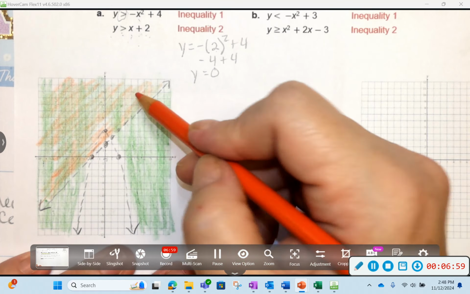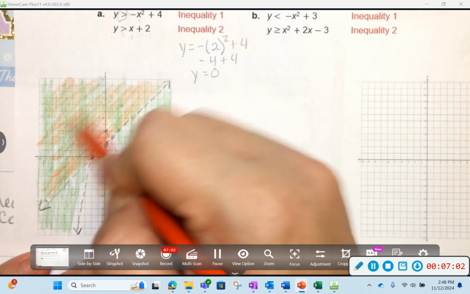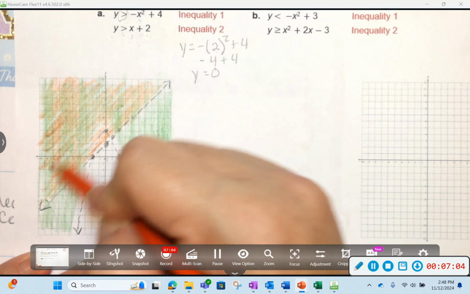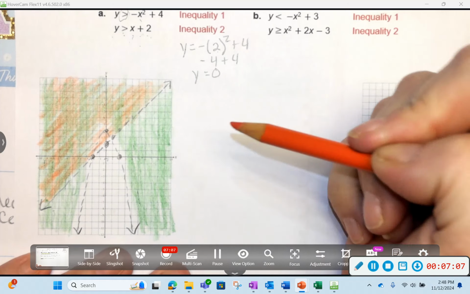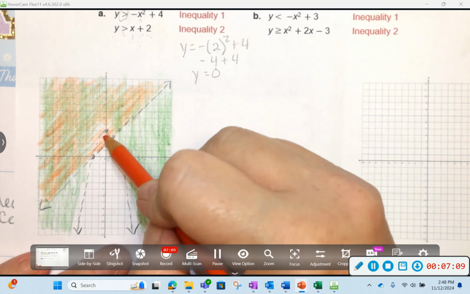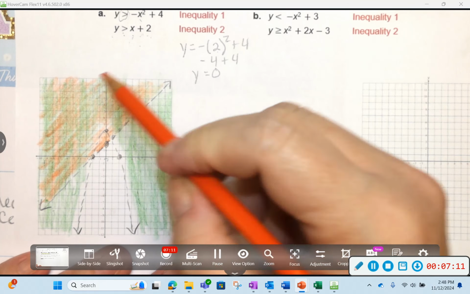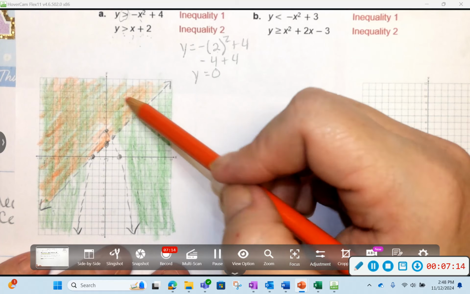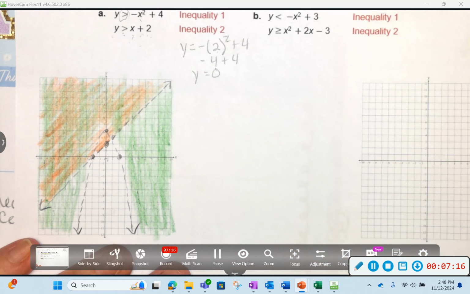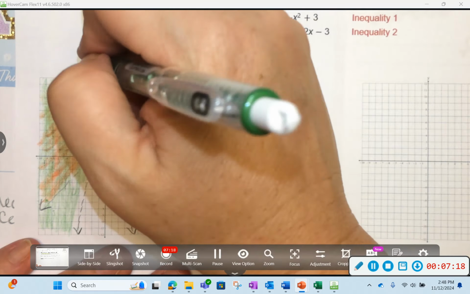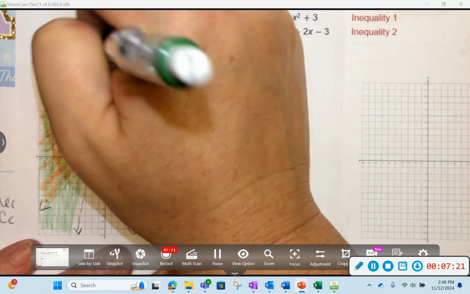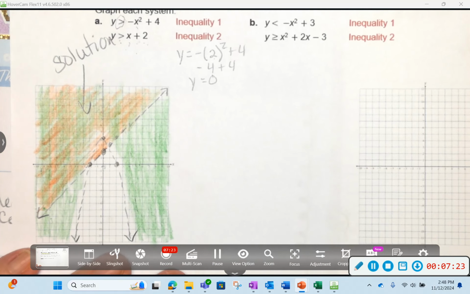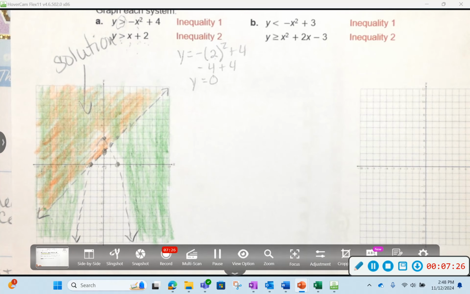Now, only the things that I shaded twice, so only this green and orange part together are the actual solution. So this orange part in here is not part of the solution. Only these that were shaded together. All right, so our solution would be this area here. So any ordered pair in that section of shaded graph would be a true statement. All right, so that would be the answer to this. That would be your solution.